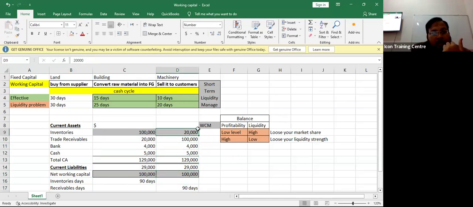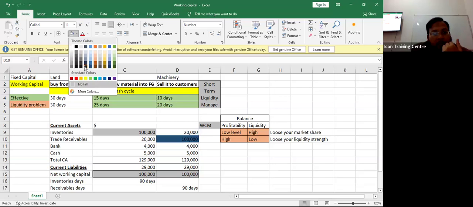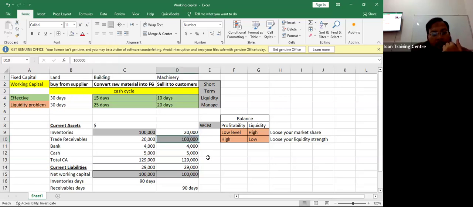In this case, our net working capital is high, no doubt. But we need to take care of our trade receivables. This is what I'm trying to make you understand. And you are also understanding that high net working capital should not always be considered your strength. You have to find out the actual reason why it is so.